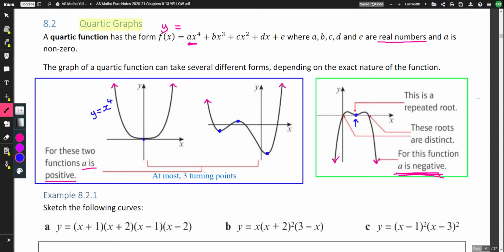Every time we have a root, it goes through the x-axis, and when we have a repeated one, it's almost as though it's started to go through the x-axis, but it's immediately turned around and come back the other way.